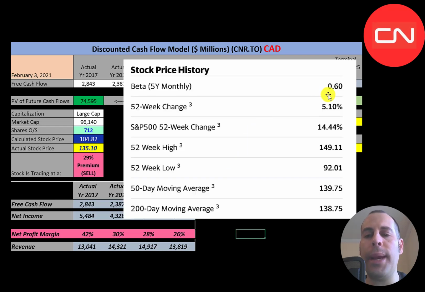They have a really low beta, 0.6, so the stock moves about half the market. The stock has very low volatility. The stock has gone up 5% in the past 52 weeks, much worse than the S&P 500. The 52-week low was 92, the high was 149. And the stock is trading below its 50-day and 200-day moving average, so it seems to be in a downtrend.